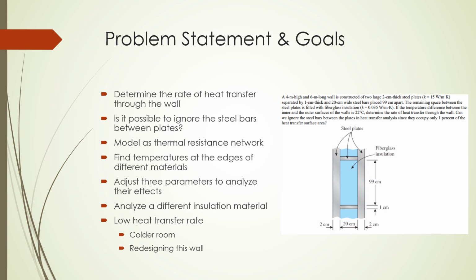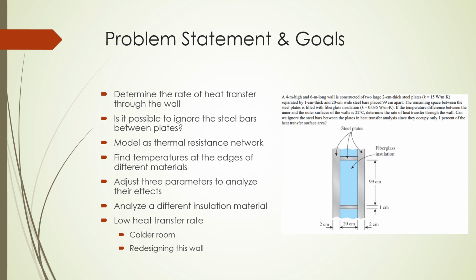If the temperature difference between the inner and outer surface of the wall is 22 degrees Celsius, determine the rate of heat transfer through the wall. Can we ignore those steel bars between the plates in heat transfer analysis since they occupy only 1% of the heat transfer surface area? That will be our problem statement. Now we're going to dive into the goals.